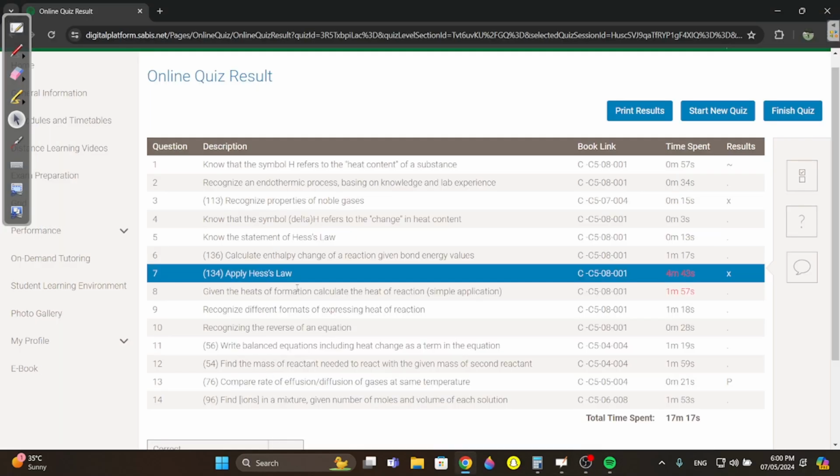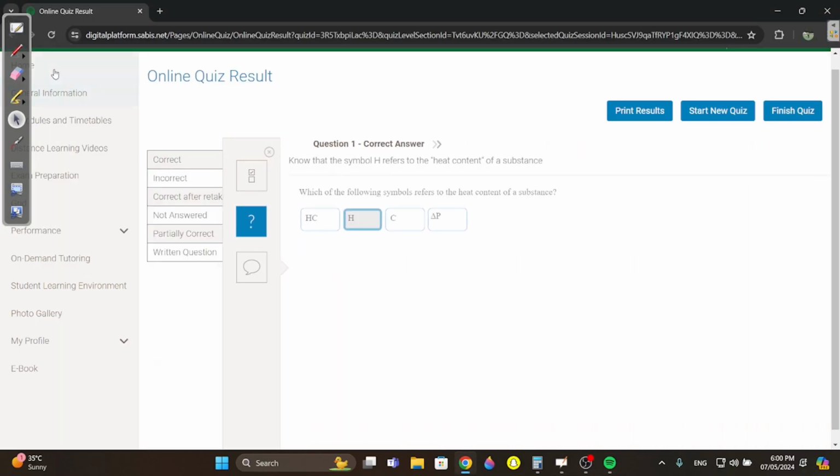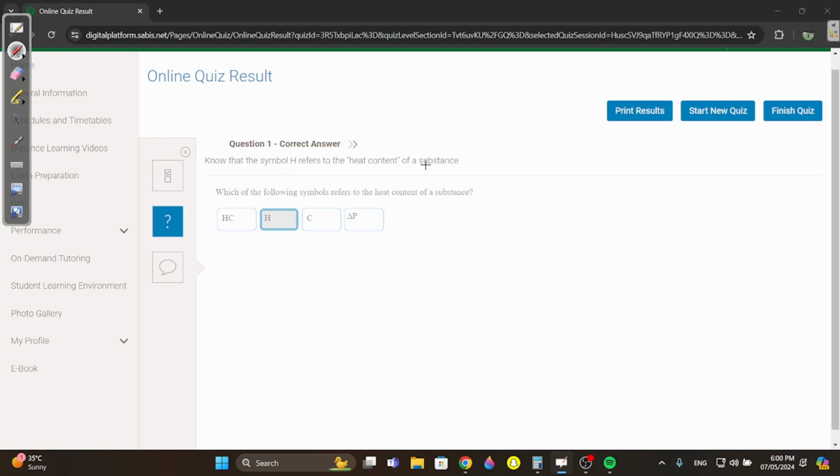Okay, this is term 3, week 4, chemistry. Okay, question 1. It's mostly easy. Heat content. Hess's law might be a bit complicated, a bit tricky for some people. With time you'll understand. Which of the following refers to the heat content?